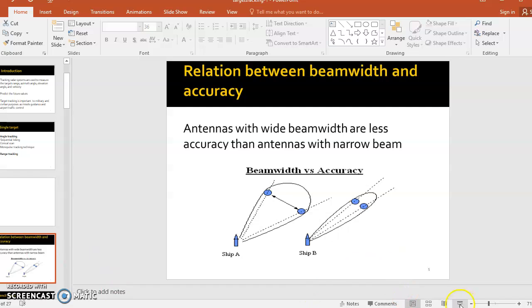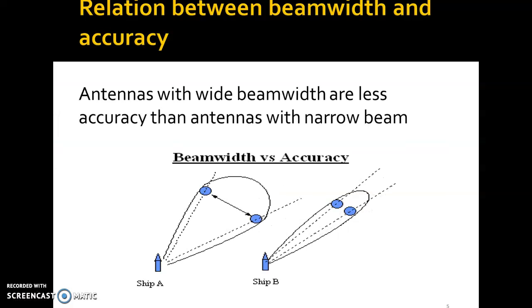As we all know, the higher the beam width, the larger the mouth, and the higher the intensity of the beam being scattered from the antenna mouth. So if the beam width is small, then the accuracy increases. If the beam width of the antenna is small and precise, then the accuracy of the antenna increases.